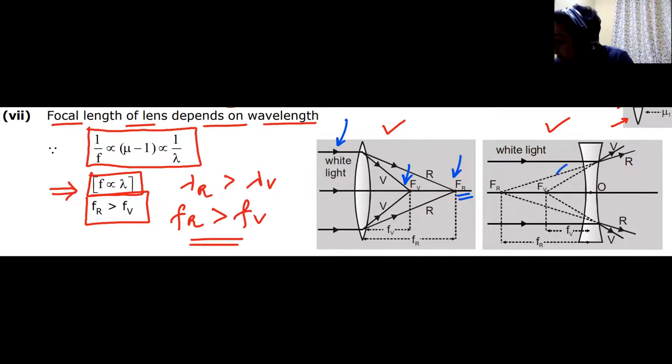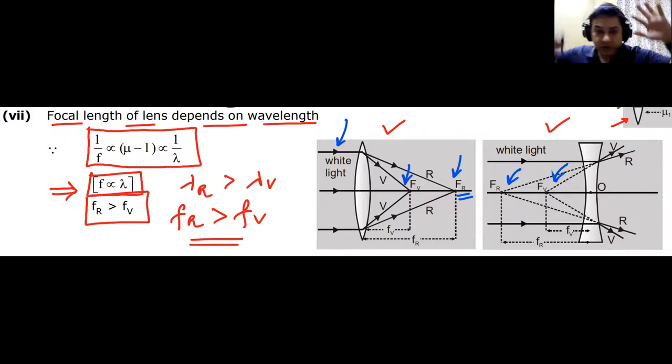Same thing here. Violet is nearest to the lens. Red light focus will be farthest from the lens, because the focal length for red is more than the focal length for violet, because the wavelength of red is more than the wavelength of violet. Do we understand this? Very important point. This can come in different types of question. Remember the diagram. It can come in the form of a diagram. It can come in the form of an algebraic or word question. Please note it down. Very, very, very important.